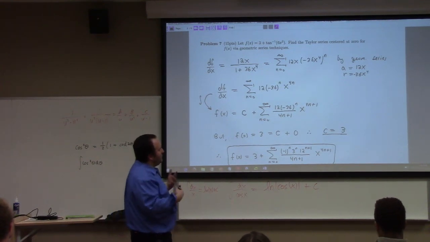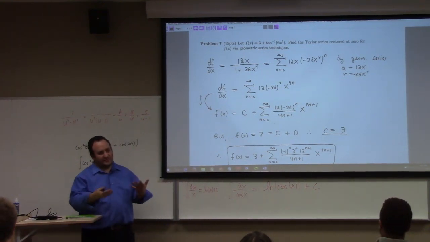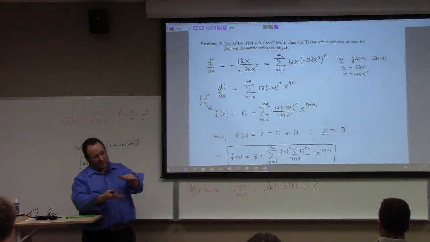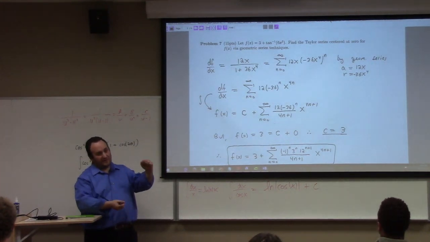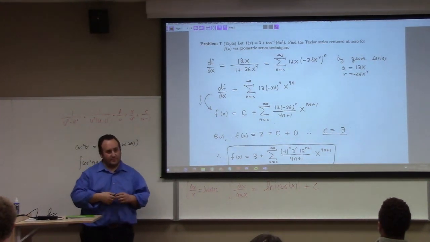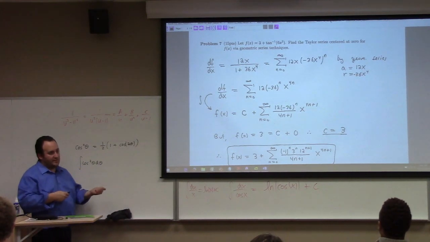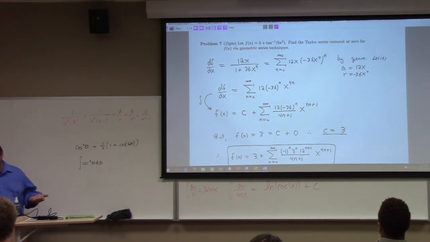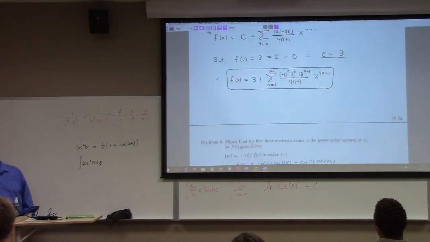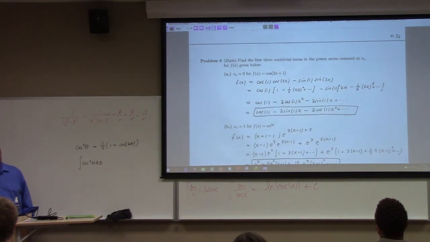But the more important idea here is that we differentiate something. It gets us to something geometric. Apply the geometric series, and then integrate to get back, right? If we differentiate and then do series, we integrate to get back. There are other problems where we integrate, find the series, and then differentiate to get back. There are other problems where you could differentiate 2 times, do geometric series, and integrate 2 times to get back, but I don't typically ask you those.